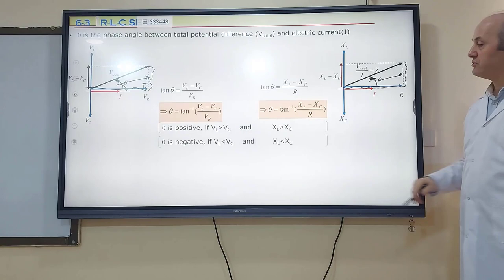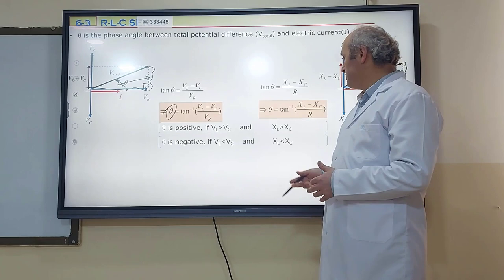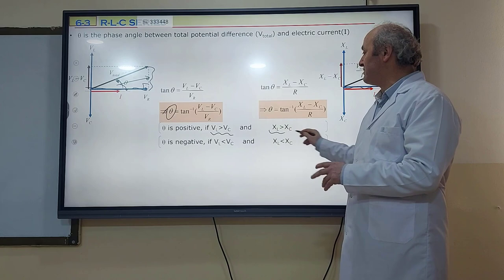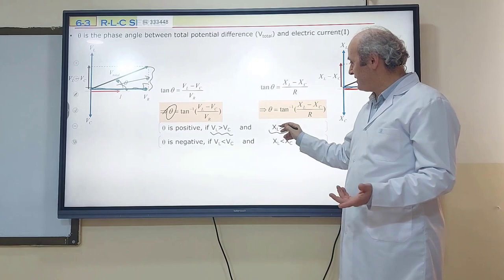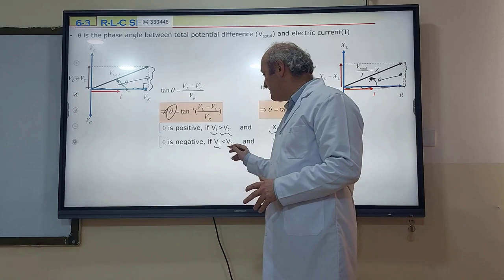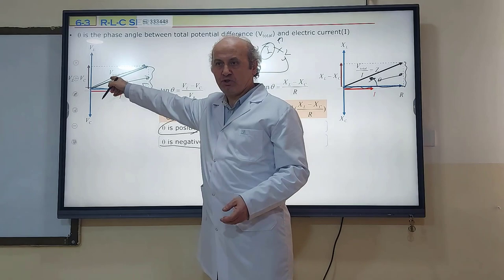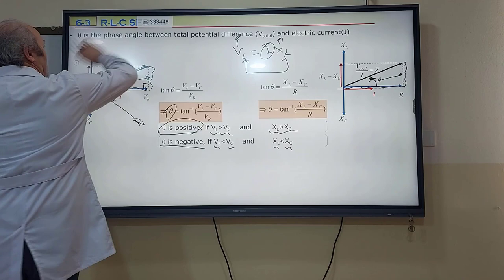Take the inverse, and theta can be positive or negative depending on which one is greater, V_L or V_C. If V_L is greater than V_C, the number inside the tangent function is positive, so theta is positive. If V_L is greater than V_C, then X_L is greater than X_C in series, because how do we calculate V_L? I times X_L. How do you calculate V_C? I times X_C. So I is the same for both. If X_L is greater than X_C, V_L must be greater than V_C. If V_L is less than V_C, which means X_L is also less than X_C, then theta is negative. Theta positive means V total is leading the electric current, and theta negative means V total lags behind the current.